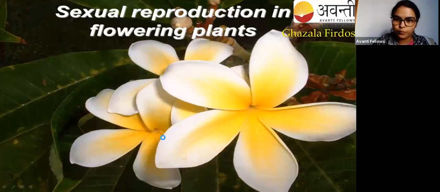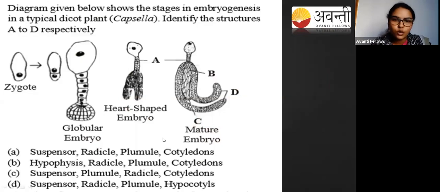There's a question on the screen. This question is taken from the class day before yesterday. We have discussed this in the last class. The question says, the diagram given below shows the stages in embryogenesis in a typical dicot plant, that is Capsella. Identify the structures A to D respectively. There is the diagram on your screen. I'll give you 10 seconds. After 10 seconds, I will launch the poll.